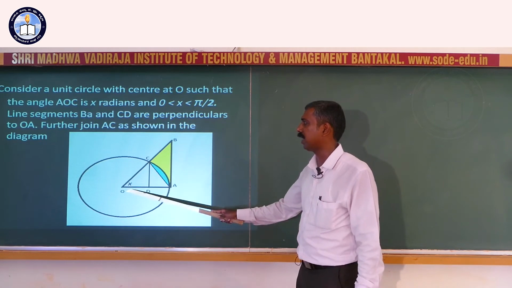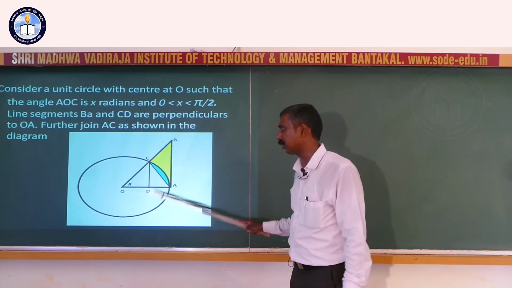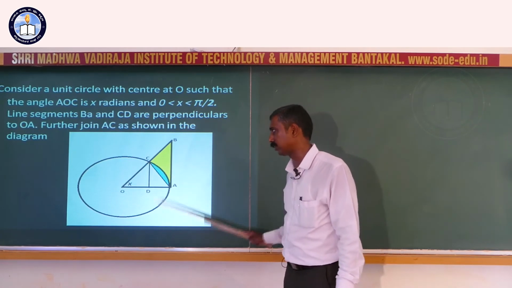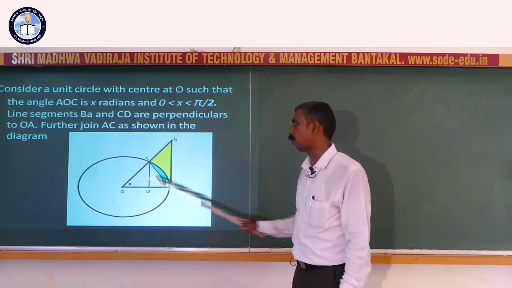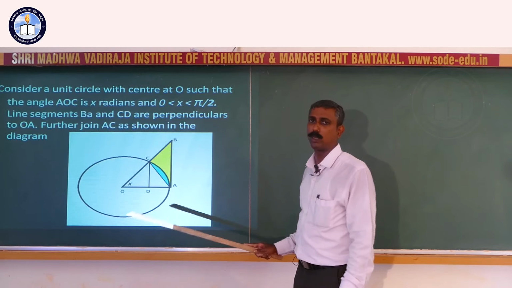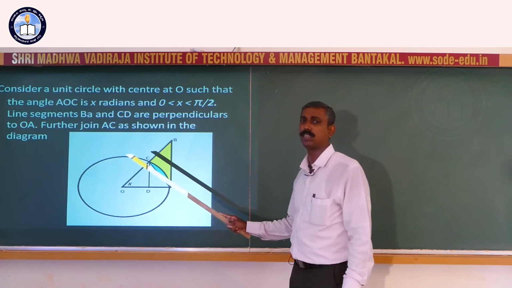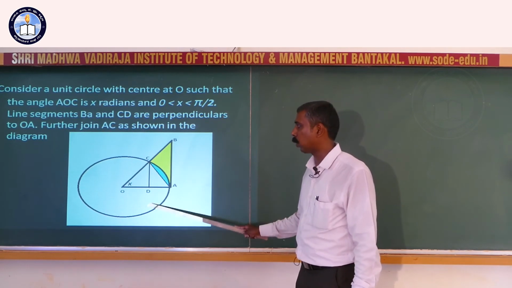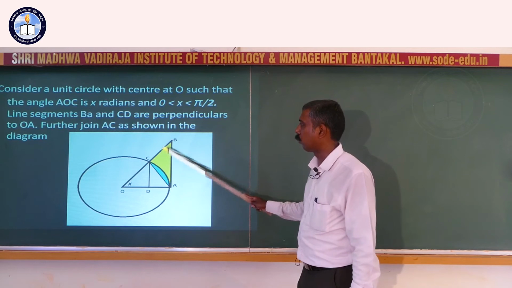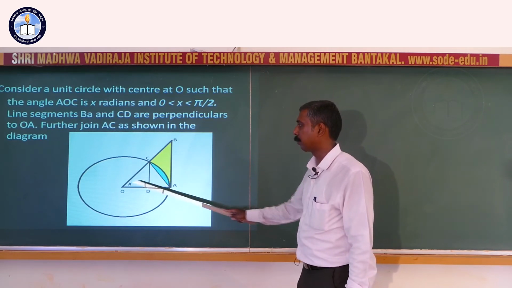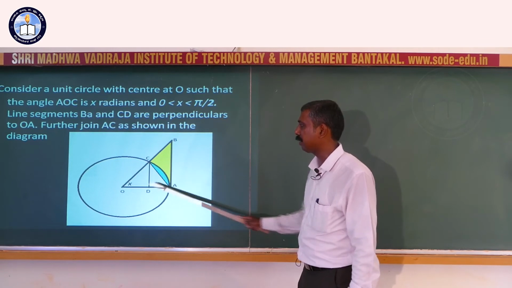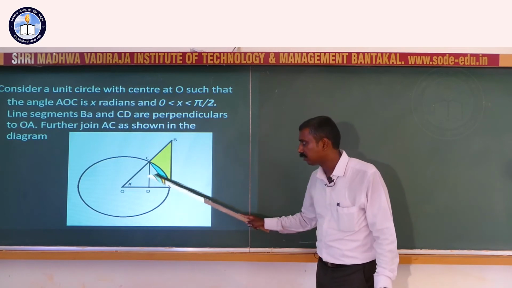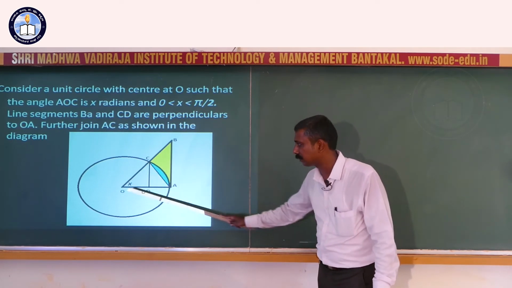So now we have a unit circle. OA is equal to 1 because this is a unit circle, therefore the radius will be 1 unit. So OA is equal to 1 unit, OC equal to 1 unit, and angle x is positive, which lies between 0 and pi by 2. You have joined CD perpendicular to OA and AB perpendicular to OA, so that there are 3 areas, different regions.